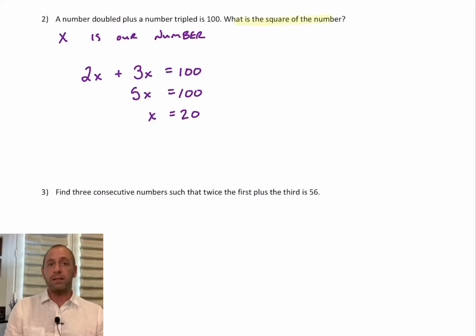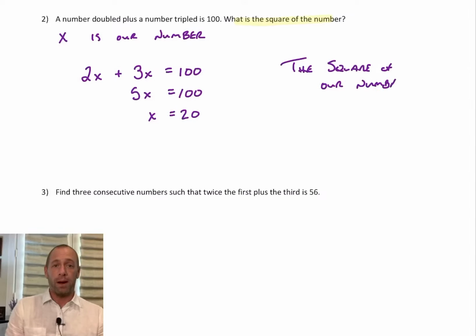But again, it's important to read and make sure you're answering what the question asks. It's saying, what is the square of our number? The square of our number is going to be 20 to the power of 2, or 20 times itself. The square of our number is going to be 400.